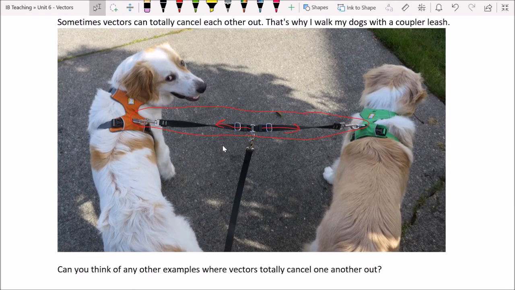I'd actually like you to pause the video and brainstorm for just a minute. Can you think of a case where two vectors cancel each other out because they're exactly opposite?